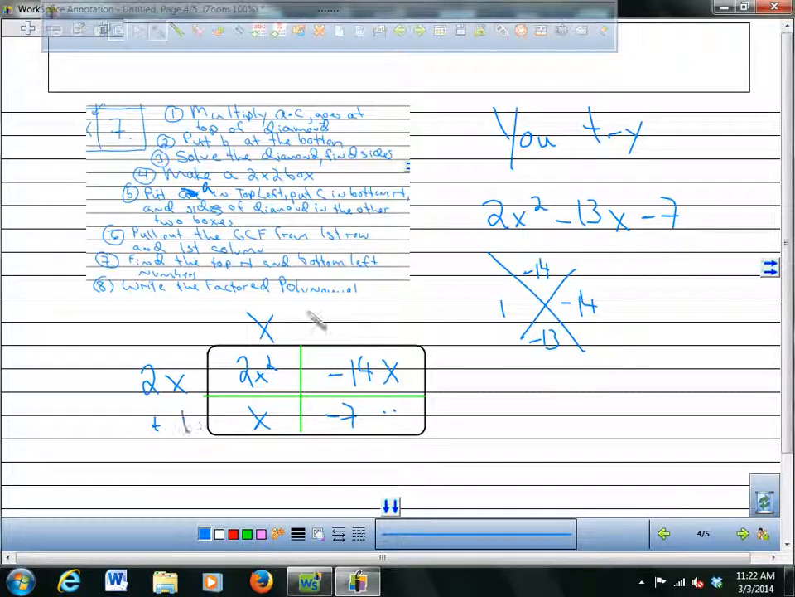2x plus 1 and x minus, what's got to go here? 1 times -7 gives x. So there you go. 2x plus 1 and x minus 7.